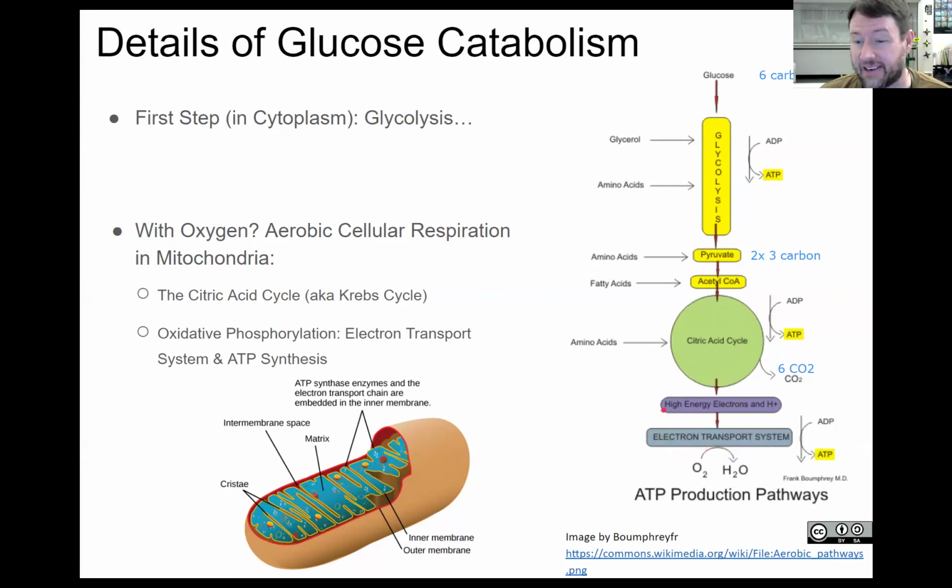So here where it says high energy electrons and hydrogen ions, those are the H12 part of glucose, if we think back to the chemical formula of glucose. Okay, so anyway, we've got these high energy electrons. What do we do with those?